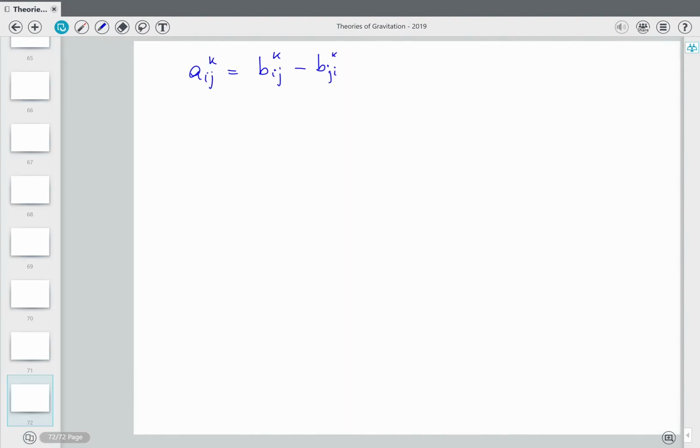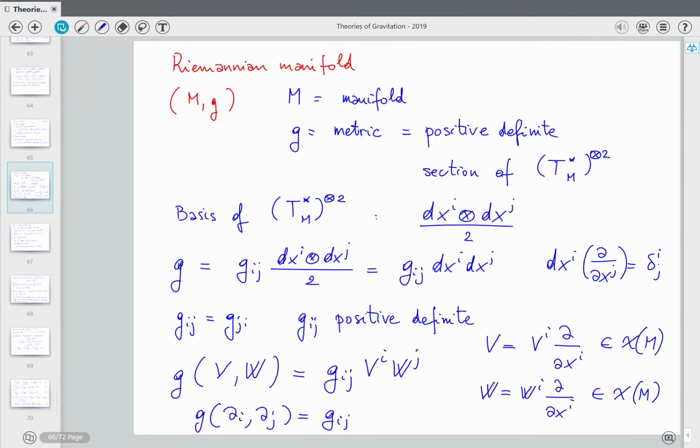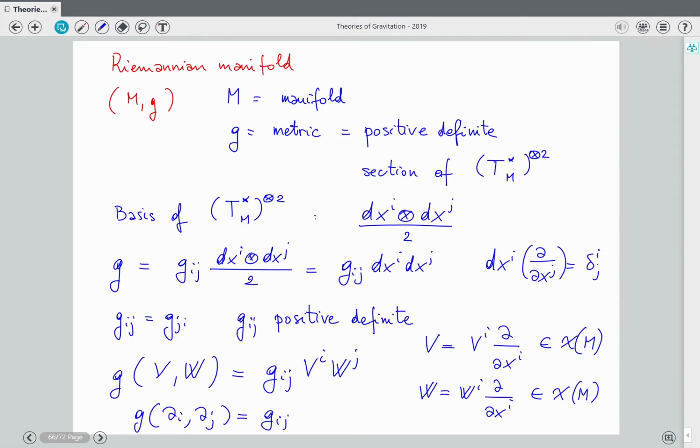So we have defined the Riemannian manifold, which is a manifold with a metric, a positive definite section of this symmetric space. And with the metric we can define new entities and new operations.